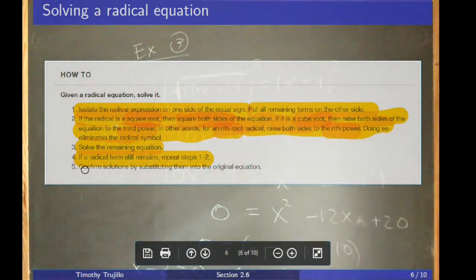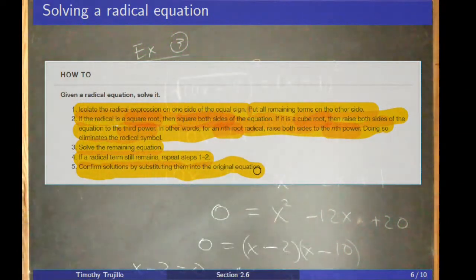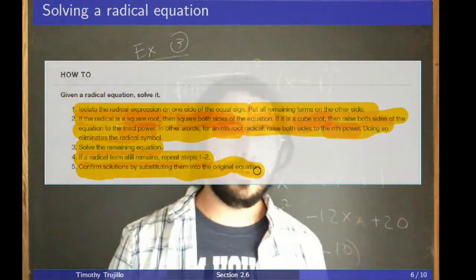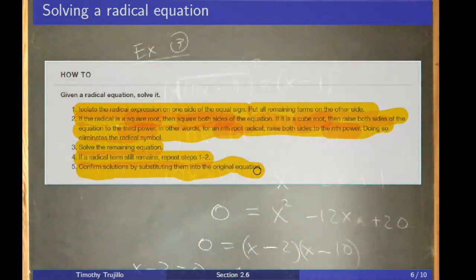And then finally, you just solve the remaining equation. And then most importantly, you check. Right? You have to check to see that your answer was a solution to the original equation. So again, it's a lot like just isolating an x, but now you're isolating the radical and then undoing the exponent.